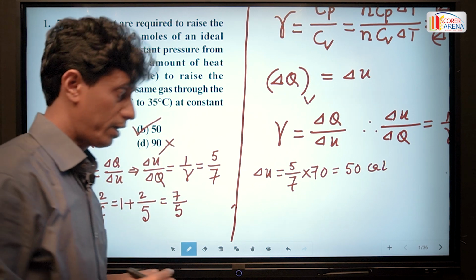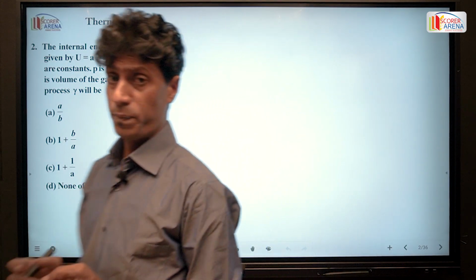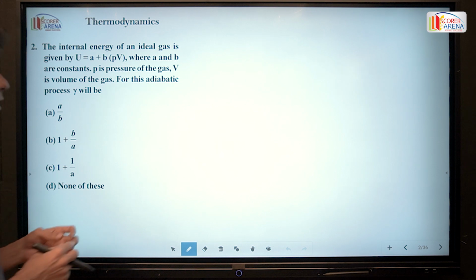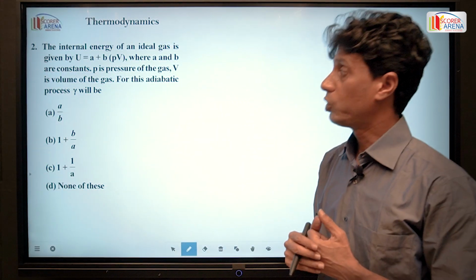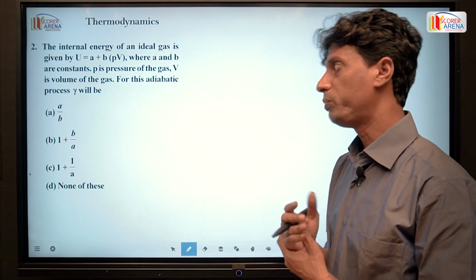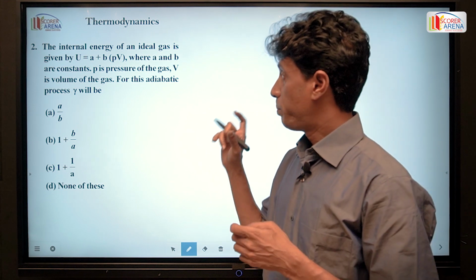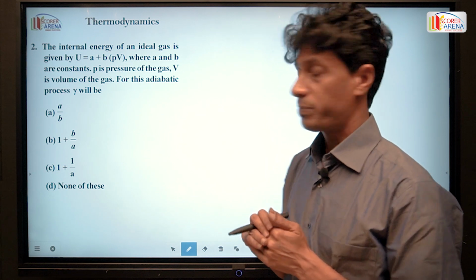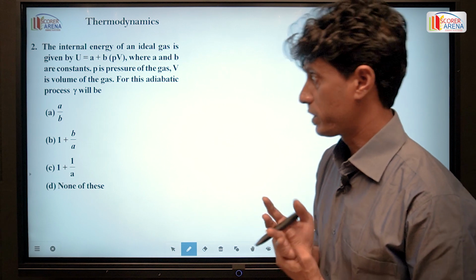Let us now move to the next question of this video session. Question number 2: the internal energy of an ideal gas is given by U is equal to A plus B PV, where A and B are constants. P is the pressure of the gas and V is the volume of the gas, as per usual symbols. For this adiabatic process, gamma will be?